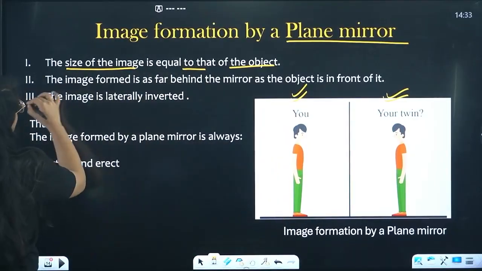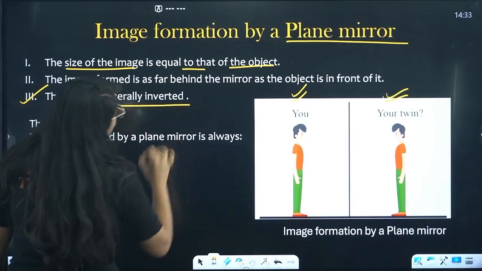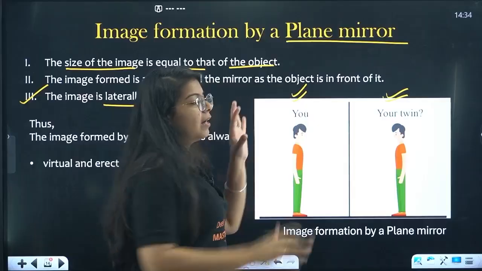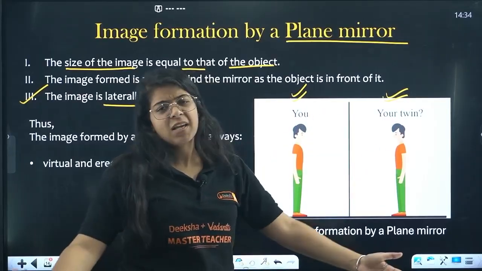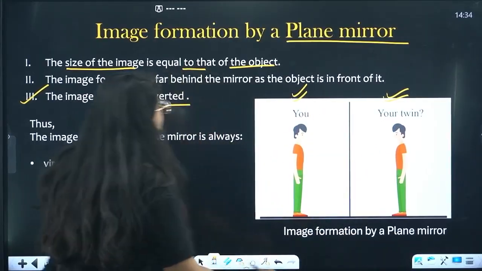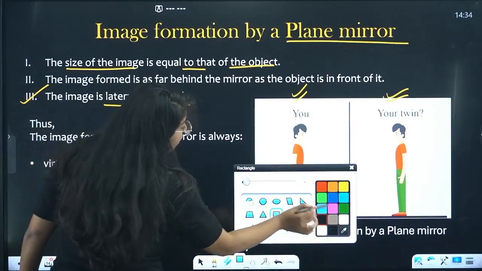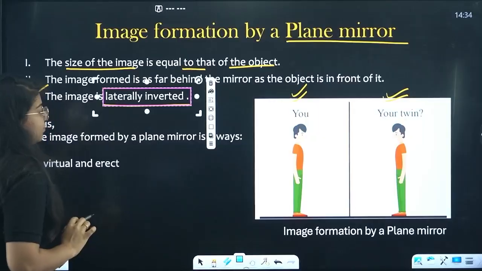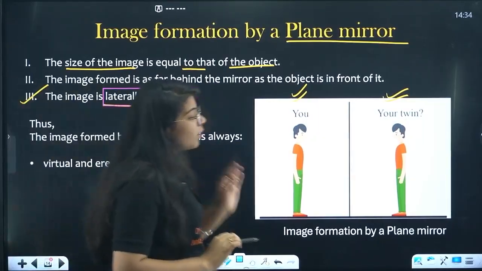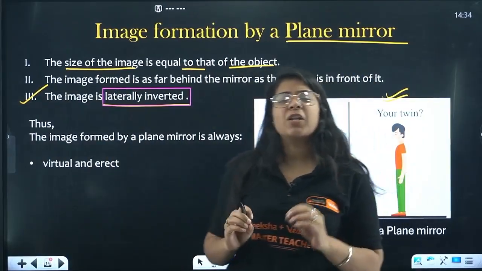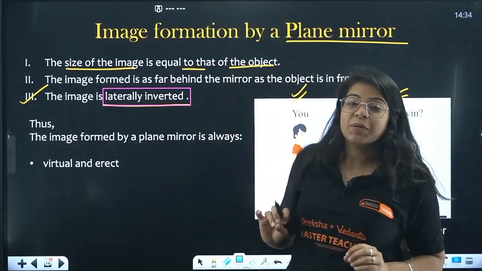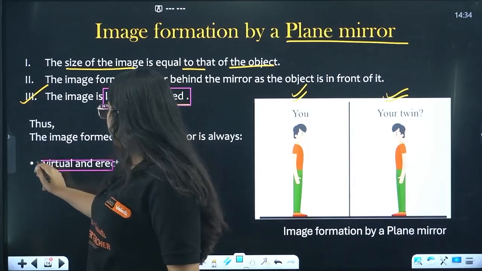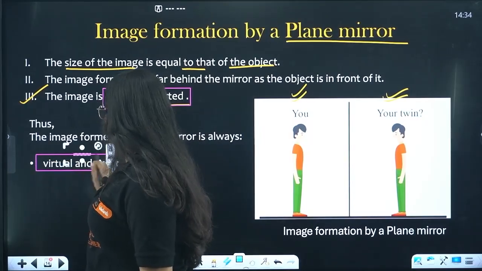Okay, then beta, the image is laterally inverted. That means my left hand will look like my right hand and my right hand will look like my left hand. That is pretty much clear. We know that is true, but the word for that is laterally inverted. Now beta, one more thing you have to remember, and I will explain in detail what virtual and erect mean, but let's move on to concave mirror for now. You will understand this better in the concave mirror and convex mirror part.